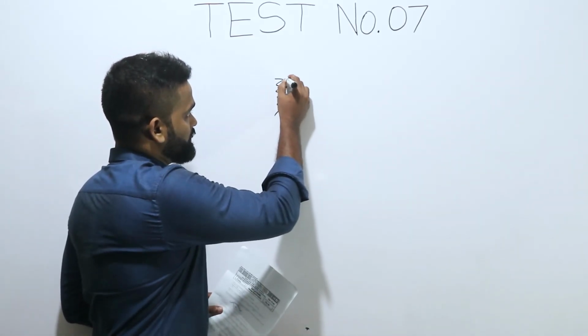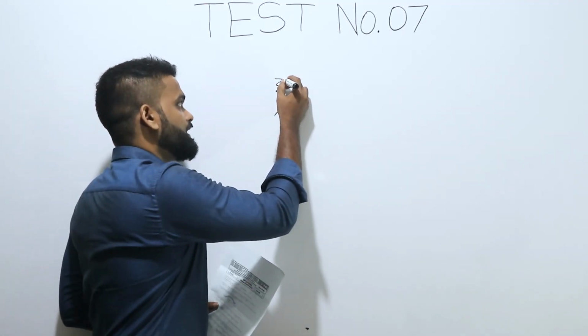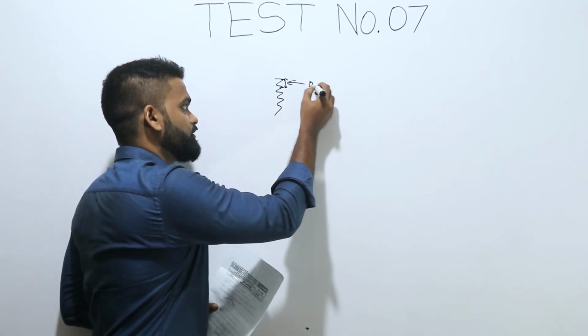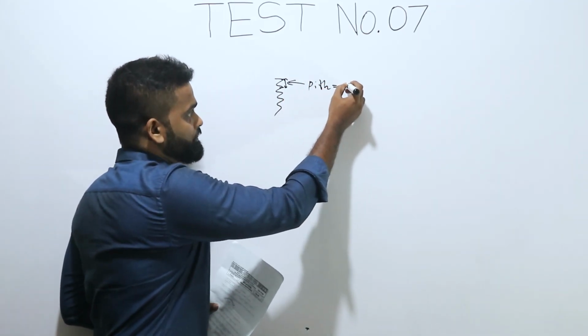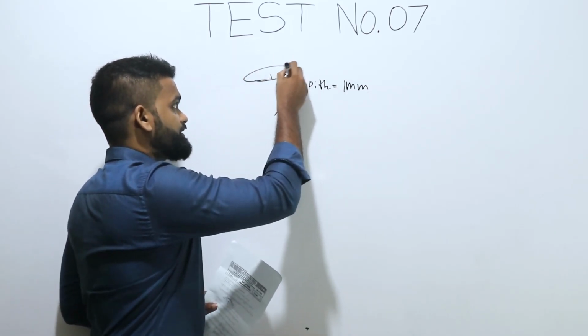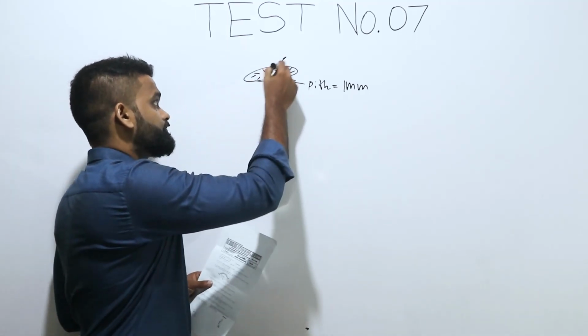So pitch means, if you have a screw in that screw gauge, the length between these two. Then this length is called pitch, and that value is given as 1 millimeter. Then they say that the circular scale is divided into 100 parts.